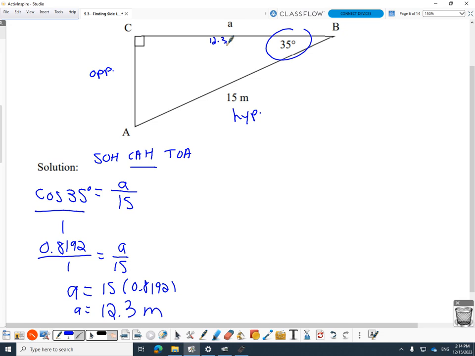Am I going to be adding or subtracting? That's the whole question. Am I going to be subtracting? I'm going to be subtracting here, so I'm going to go b squared equals 15 squared minus 12.3 squared.